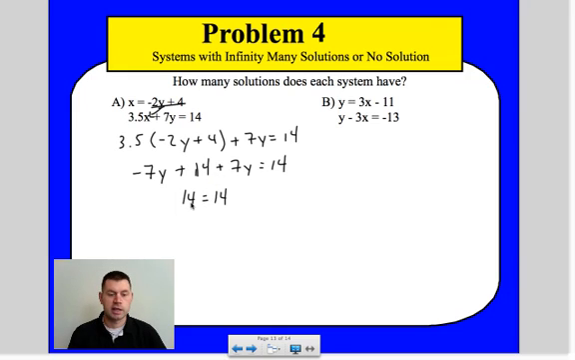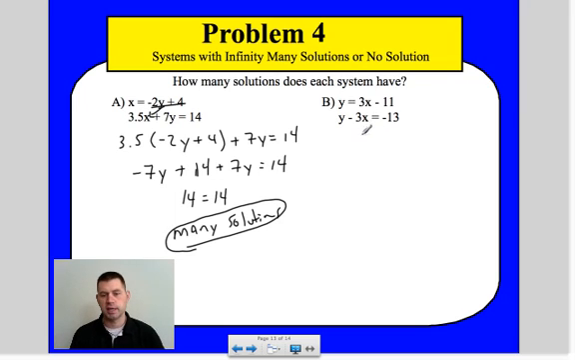And 14 equals 14 is a true statement. So this would be a many solutions. Any time you get that, that's what you would get. That's what you have to think about. Anytime you get something like 5 equals 5 or 0 equals 0, or maybe even x equals x, all solutions are going to work. So this one is many solutions. You can put infinite many or just many.